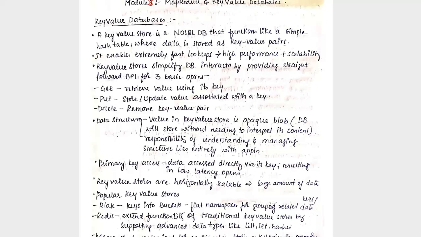NoSQL series. In this video, we'll be discussing the important topics of the third module. The third module comprises two chapters. The first one is MapReduce and the second one is key value databases.